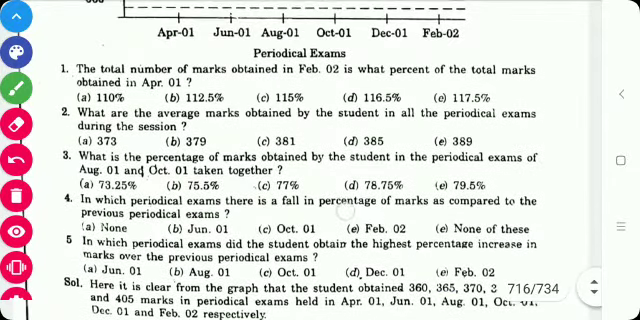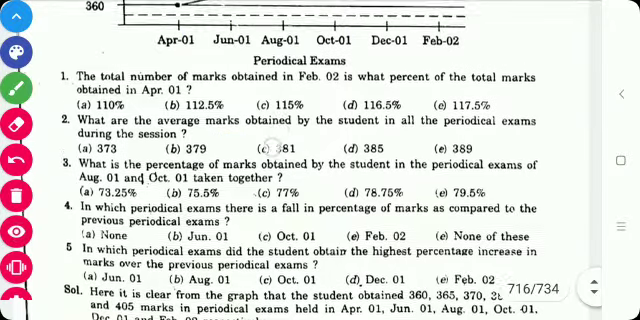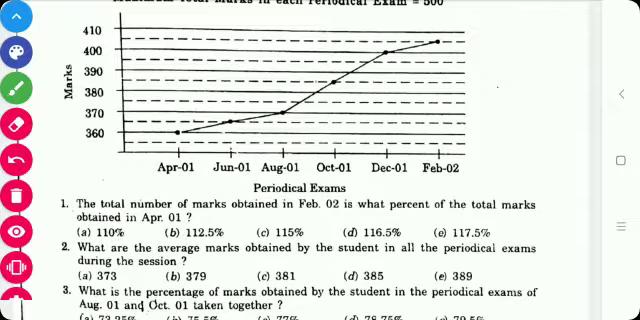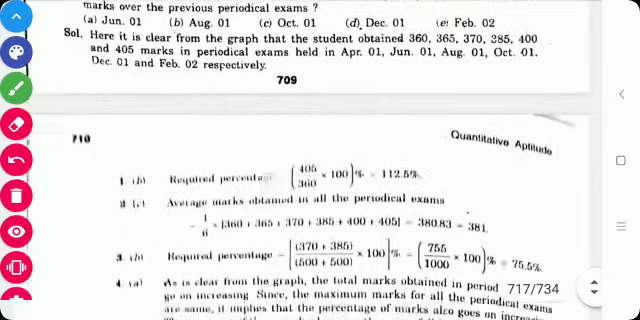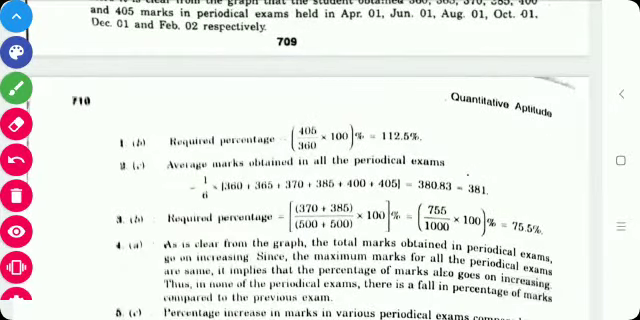Next, the second question is: what are the average marks obtained by the student in all periodical exams during the session? So what we have to do, there are 6 exams, so we have to add all these marks and divide it by 6. Okay. So the solution of this problem is 1 upon 6 into 360 plus 365 plus 370 plus, and so on. These are the marks of the 6 exams. We have to add those marks and divide by 6. So the average is 381.